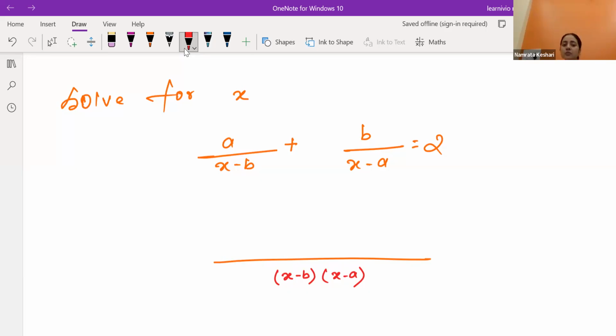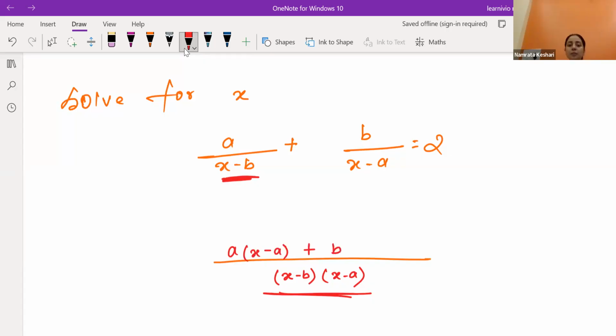Now the numerator part: here a is there, and x minus b into x minus a is the LCM. We will compare the denominator. Previously, the denominator was x minus b. Now the denominator is x minus b into x minus a. So what extra has been multiplied? x minus a. That we need to multiply in the numerator part, right?